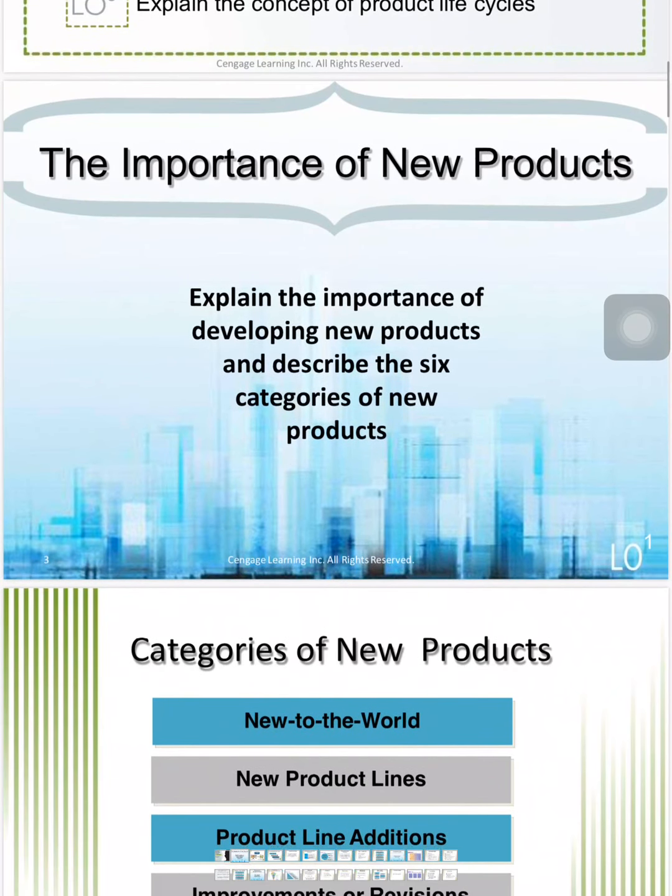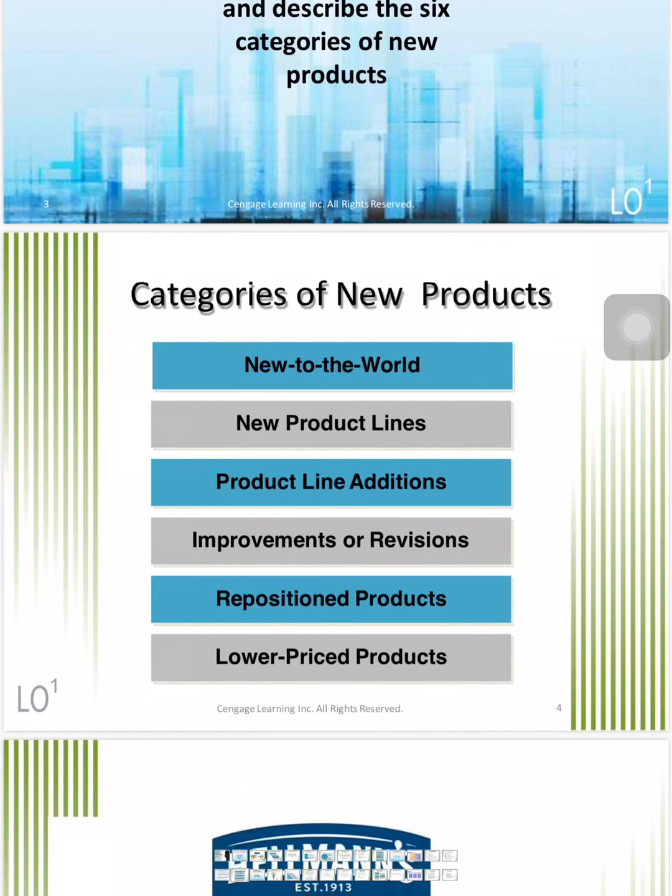Importance of new product. Explain the importance of developing new products, and describe the 6 categories of new product. There are about 6 categories of new products, which is new to the world, which never existed. The products never existed in the market, so it's considered as new to the world.